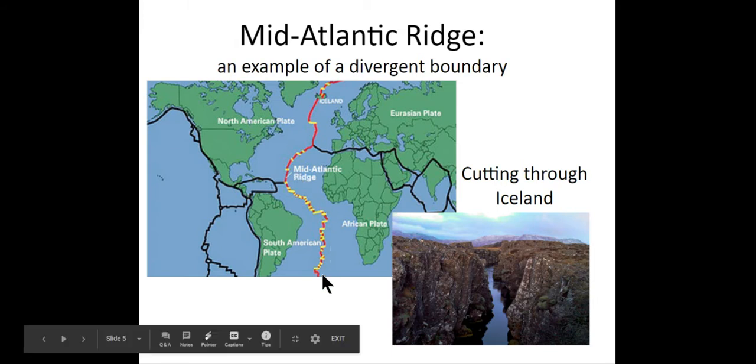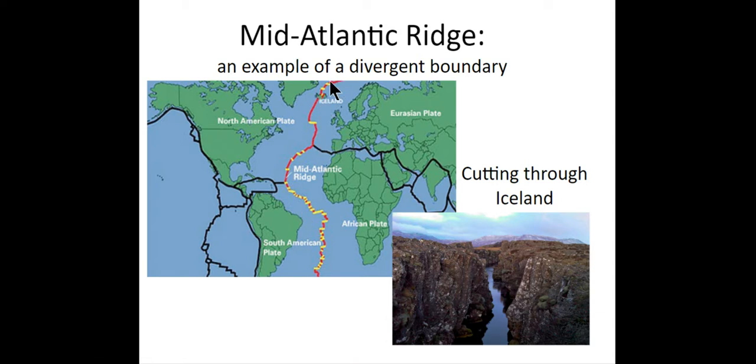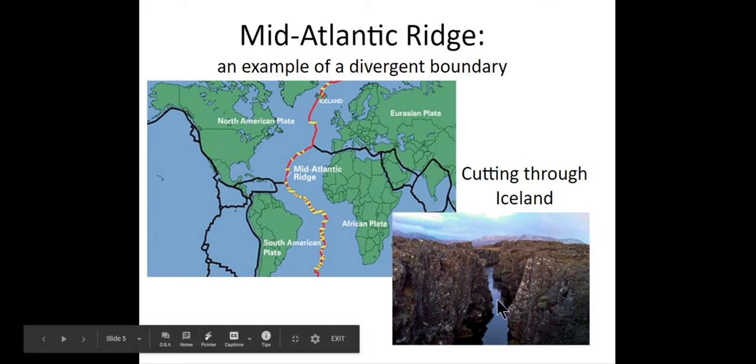Now, one cool thing is that although most of this divergent boundary is underwater, in other words, there are these huge ridges underwater, you can see that part of it cuts through Iceland. I had the opportunity to go to Iceland a couple years ago. I didn't get to visit this boundary. I wish I had. But here's a picture in the lower right. You can see what looks like a river in between the cliffs. This is actually the Mid-Atlantic Ridge cutting through Iceland. And you can actually pay to swim inside this ridge. So it's pretty cool to see that divergent boundary right there.